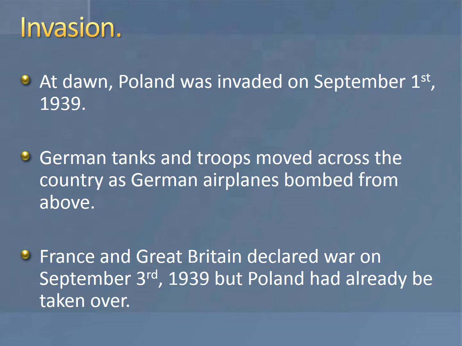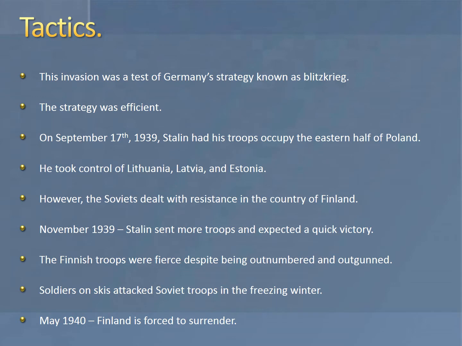After Poland falls to Germany, France and Great Britain declared war on Germany on September 3rd, but Poland had already been taken over, so it was a little late, but France and Great Britain still responded by declaring war. Like I just said, this invasion was a test of Germany's strategy known as Blitzkrieg, and the strategy was efficient. On September 17th, 1939, Stalin had his troops occupy the eastern half of Poland, and Germany will control the western half. Like we said, they were going to divide Poland between each other.